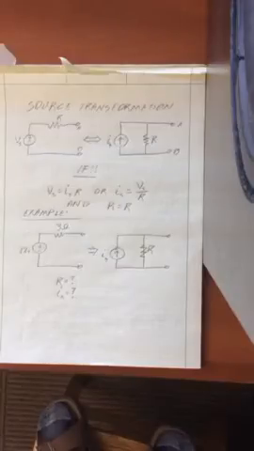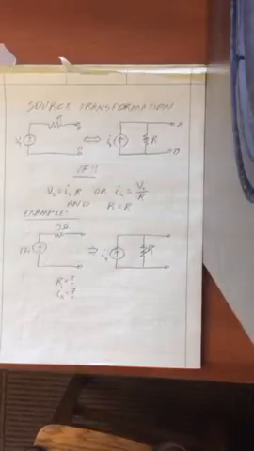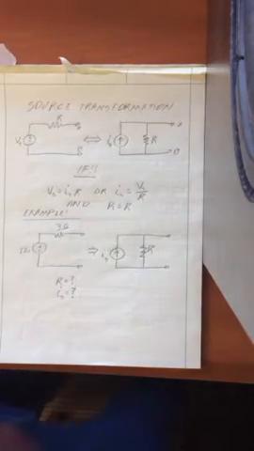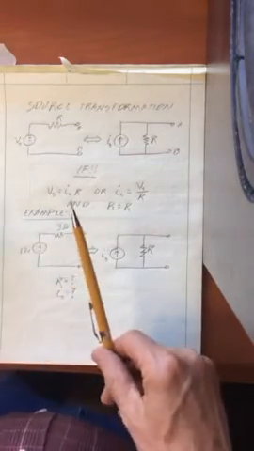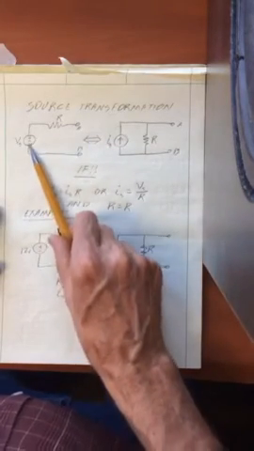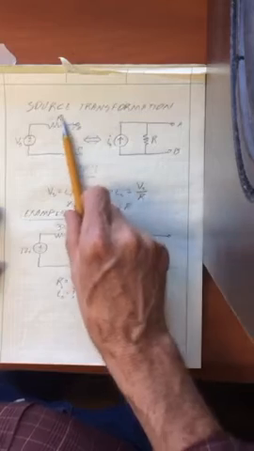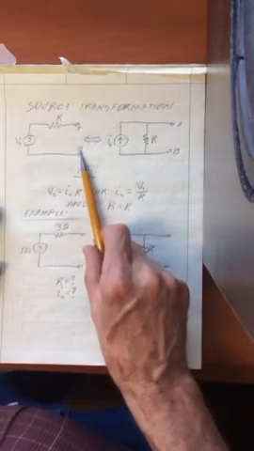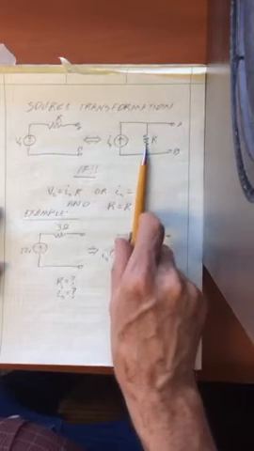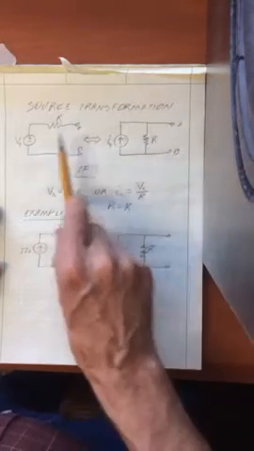Alrighty class, let's look at source transformations and using source transformations as a way to simplify problems. The way source transformation works is you can take a voltage supply in series with the resistor, and that can be replaced by a current supply in parallel with the resistor, or vice versa.